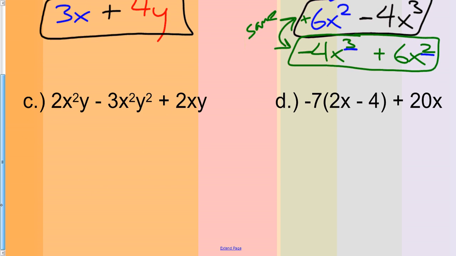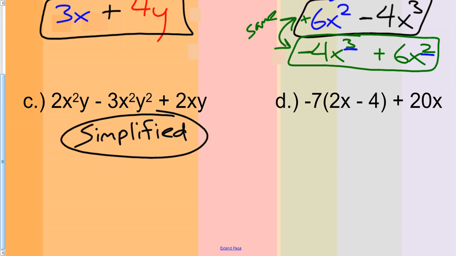Okay, letter C. 2x to the second times y minus 3x to the second times y to the second plus 2xy. This particular problem is already simplified. The reason being, we can't combine any of those terms. They do have all the same variables, but they're all to different powers. So we can't combine any of those things.